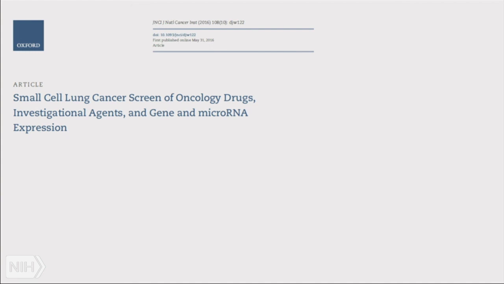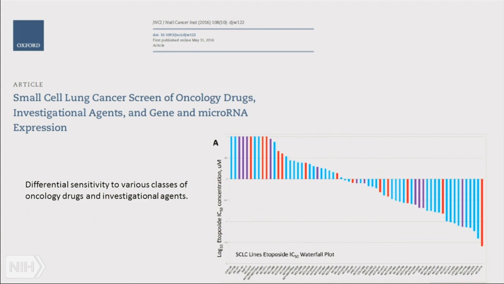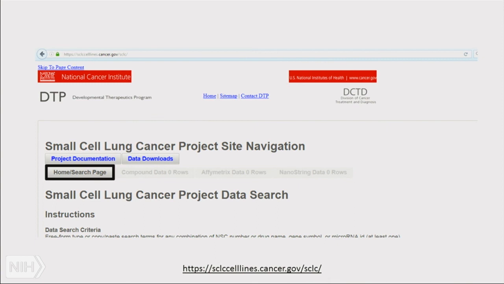The typical response is that some tumors are sensitive, some are resistant, and this is the common theme in all these drugs. And this is a website where you can look at their data, because it has the gene expression data of over 64 cell lines, and also includes the IC50 values of over 500 compounds. So it can be a great resource if you are interested in small cell lung cancer research.